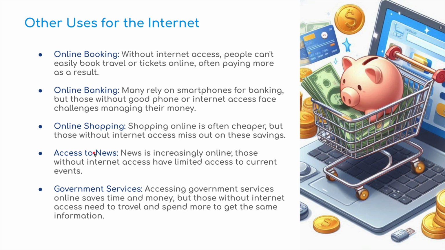Access to the news. News is increasingly online. Those without internet access have limited access to current events. The beauty of being online is that any changes in the news can instantly be reported and communicated with the general public. Government services. Accessing government services online saves time and money, but those without internet access need to travel and spend more to get the same information.